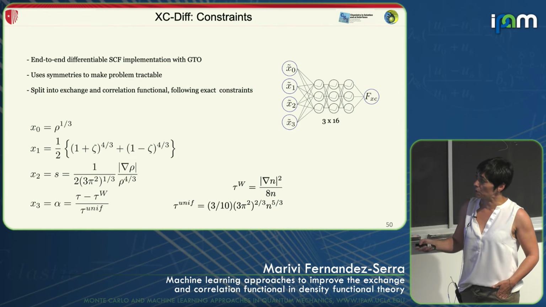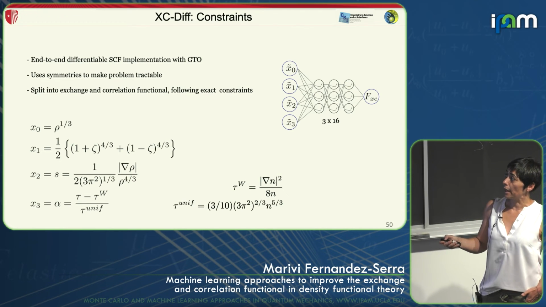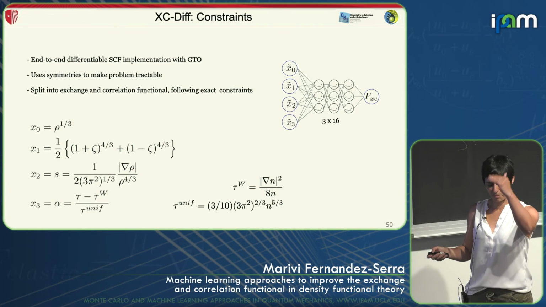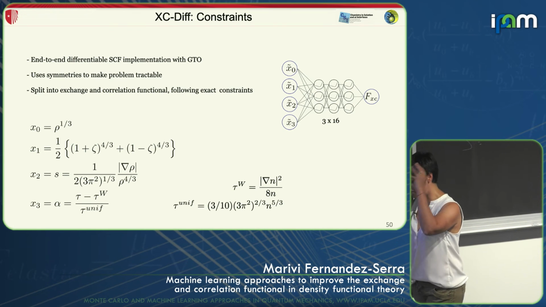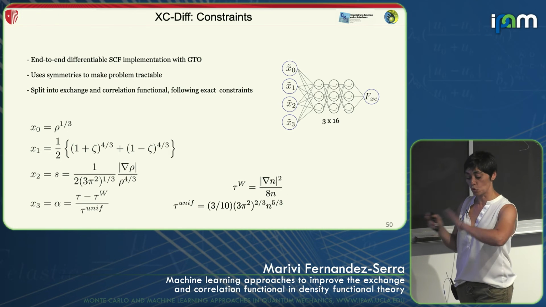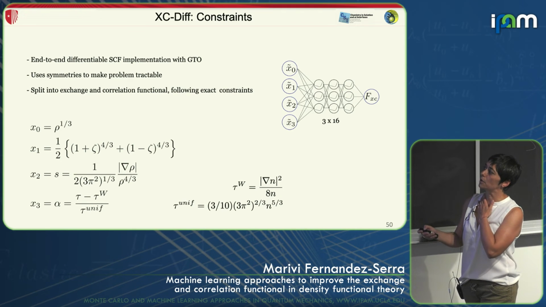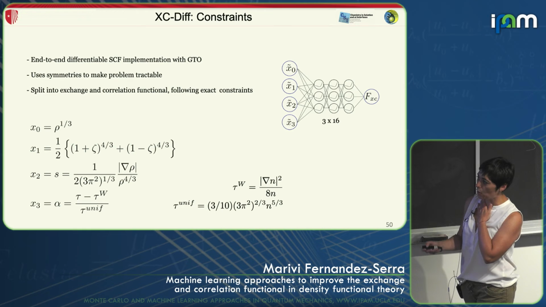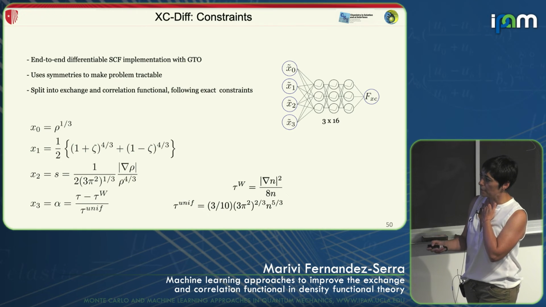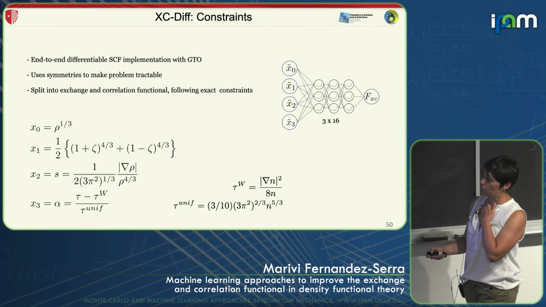The other thing which is important is that we are now going to split the functional into exchange and correlation. Remember my first part, where I said I only do exchange and keep everything fixed? What I'm going to do now is have two different models, one for exchange and one for correlation, in order to follow exact constraints. These are my original variables: the density, the spin polarization, the reduced density gradient, and tau, which is related to the kinetic energy density.